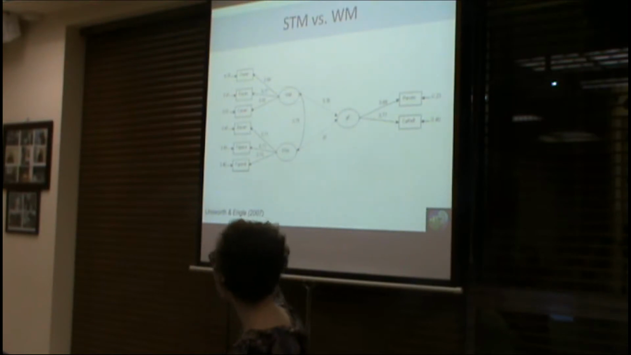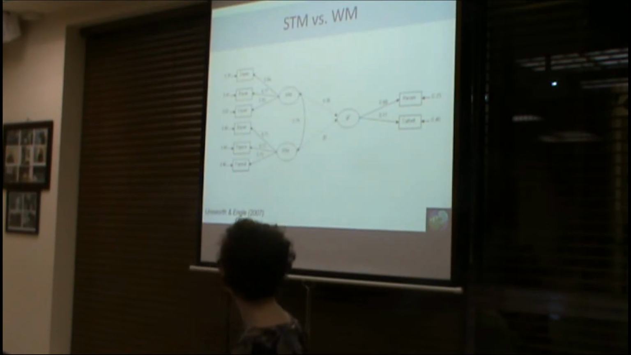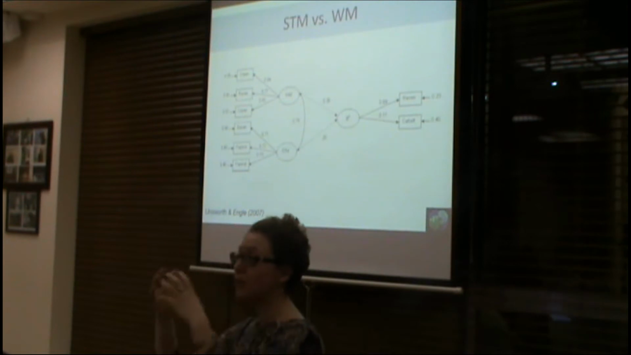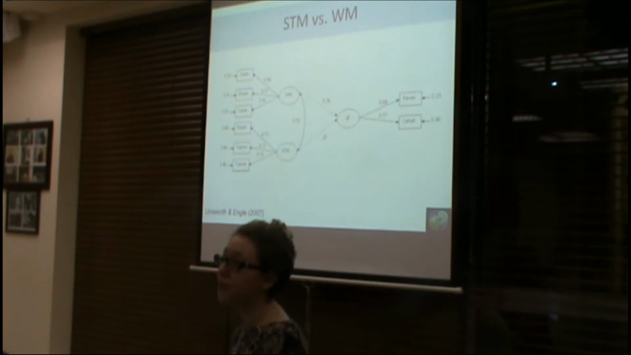and then you throw in tasks that we think of very much as short-term memory tasks, like the forward digit span or the word span, right? They do cluster onto their individual variables, but you can see that the relationship between the working memory and short-term memory clusters is 0.8.